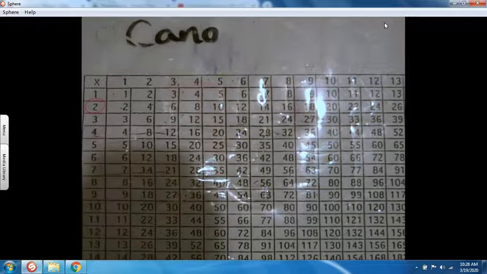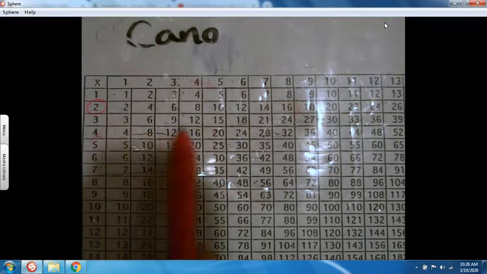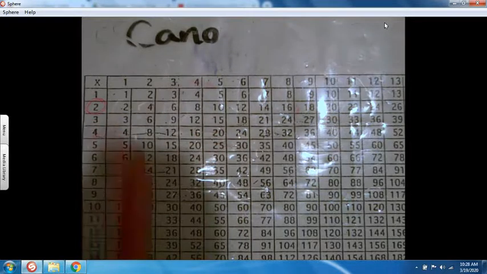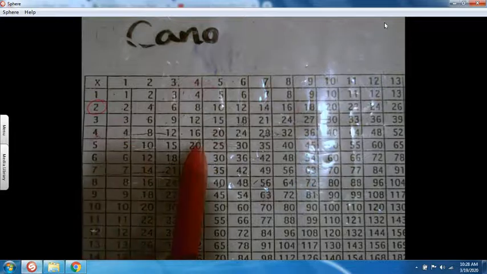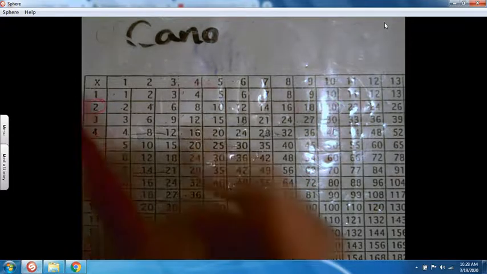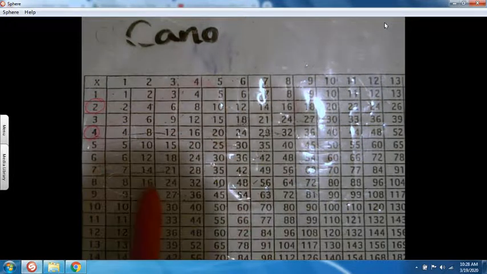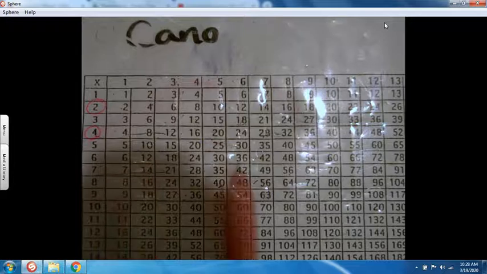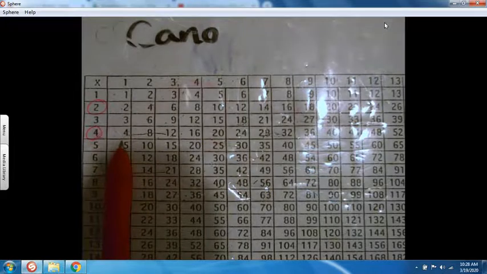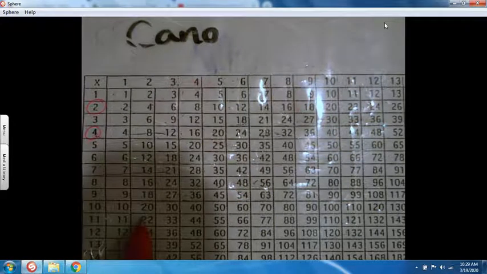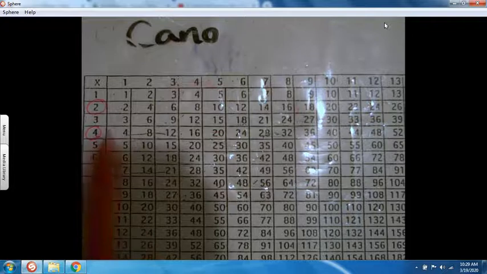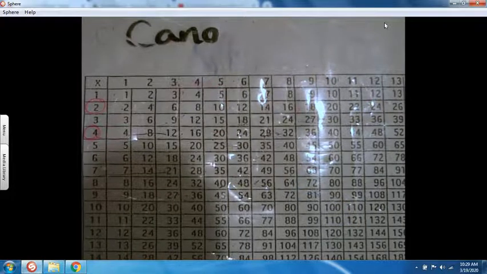So 2 could be the greatest common factor, so we'll put a little circle around that guy. But let's see if we can find a 4 and a 16 in the 3 row. Nope. How about the 4 row? 4 and 16. Yes. So that could be another possibility. In the 5 row, no. Now, we can't go any farther than 4 because we won't find 4 in any of these other rows. So we know it has to be 4. So this one's an easy one.